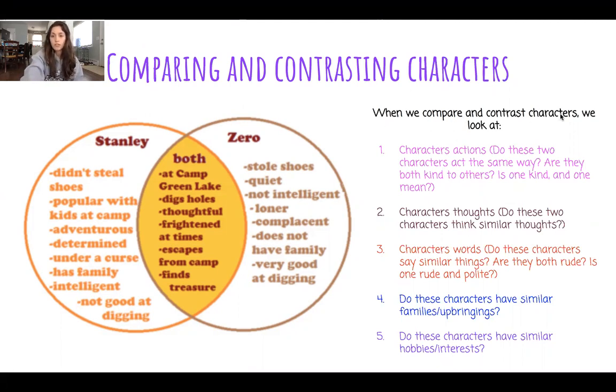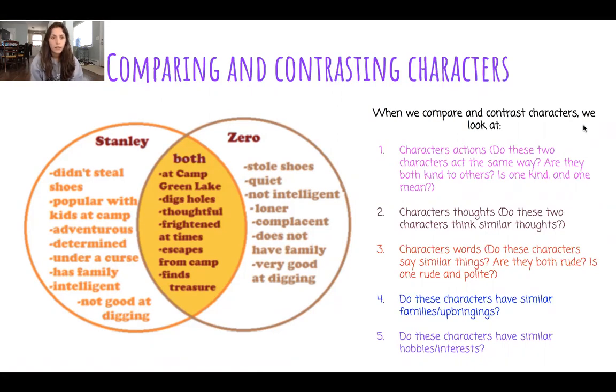When we compare and contrast characters, one thing we can look at, in pink, is the characters' actions. So you can think to yourself, do these two characters act the same way? Are they both kind to others, or is one kind and the other mean? So you can compare their actions. You can also compare characters' thoughts. Do these two characters think similar thoughts? The words that characters say, the way that they speak to others, do they say similar things? Or is one rude and one really polite?